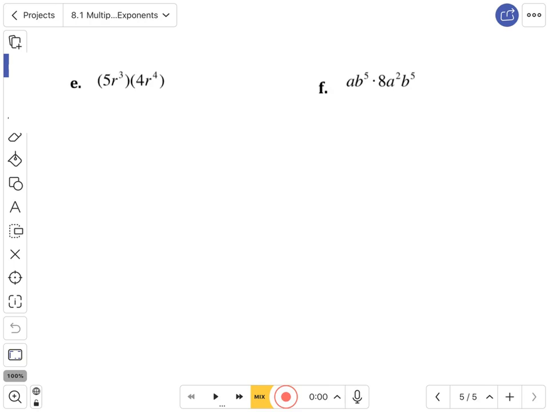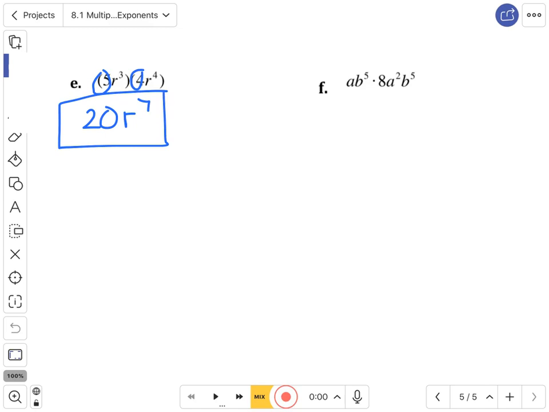All right, so now we have 5r to the 3rd times 4r to the 4th. All right, so what we're going to do is we need to multiply these two just like we multiplied any other numbers in the past. 5 times 4 is 20, so we're going to have the 20. And then we have to evaluate our r's with the exponent. So I'm going to add those exponents together. I have 3 r's and I have 4 r's, meaning that I have r to the 7th power.